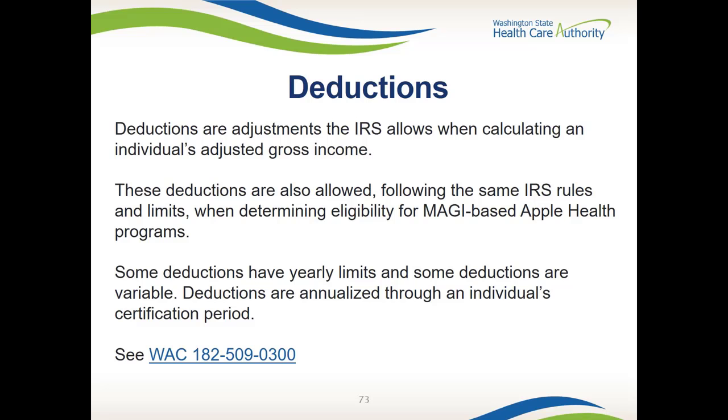Deductions. What are deductions? Deductions are adjustments the IRS allows when calculating an individual's adjusted gross income. These deductions are allowed following the same IRS rules and limits when determining eligibility for MAGI-based Apple Health programs. Some deductions have yearly limits, and some deductions are variable. Deductions are annualized through an individual certification period. Apple Health is renewed throughout the year and not during taxable years. It is the individual's responsibility, if there is a change through the taxable year of a deduction, to report it throughout the year.